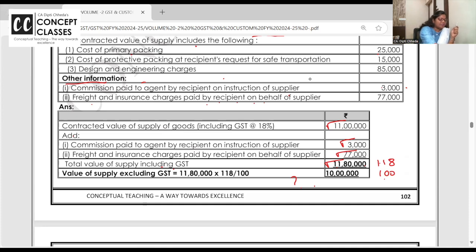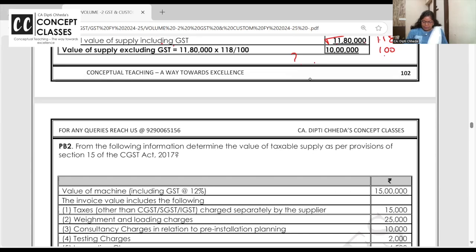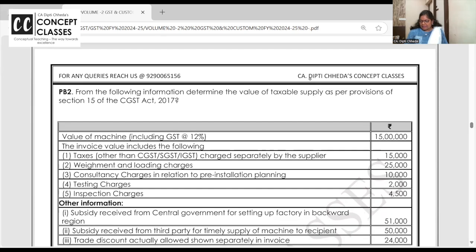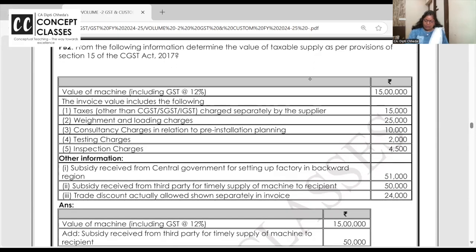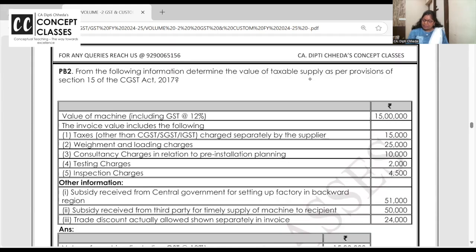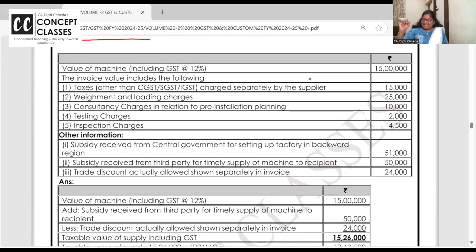Chalo, next one we will do now. Some I have purposely not given the answer; I will do it in the notebook now. From the following information, determine the value of the taxable supply as per section 15 of the CGST Act, that you have to write in exam.